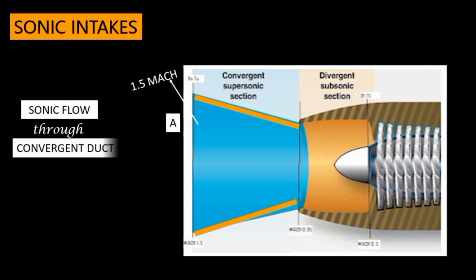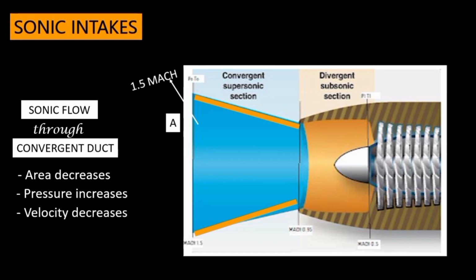Now recall that whenever there is a supersonic flow through a convergent duct, then as the area of the duct decreases, the pressure of the airflow increases and the velocity of the airflow decreases, so that when the airflow reaches point B, its speed has been reduced to 0.9 Mach. Now here is an important thing to remember. The airflow has become subsonic now.